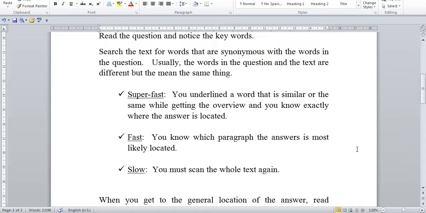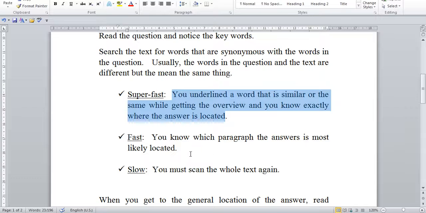Remember, limbs means arms or legs. So they are synonyms. They both mean the same thing. IELTS will often use different words that have the same meaning. This is how they're testing your vocabulary and your ability to scan and find answers, okay? The best case scenario is that when you got the overview, you underlined a word that is similar to a word in the question, because this will help you get to the location very quickly. Or maybe that you generally know which paragraph the answer is in.